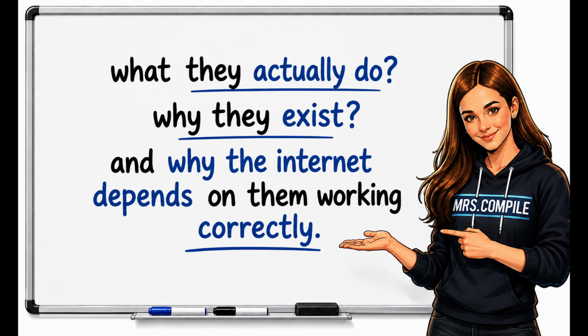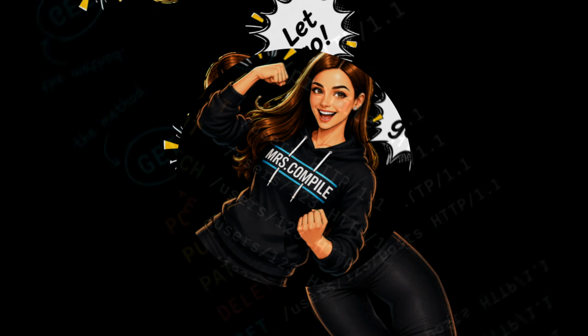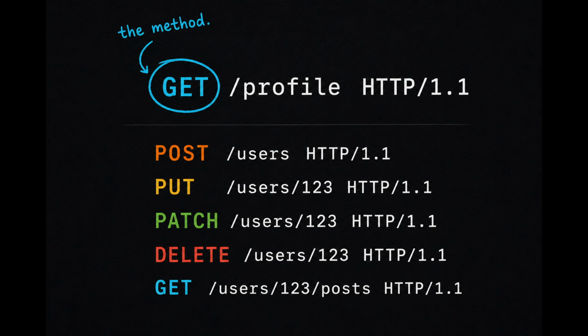By the end of this video, you will know exactly which one to use and, more importantly, which one not to use when money is involved. So, let's go. Every HTTP request your browser makes starts with a single word. Get, post, put, patch, delete. That word, the method, tells the server not just what you want, but how you want to interact with it.